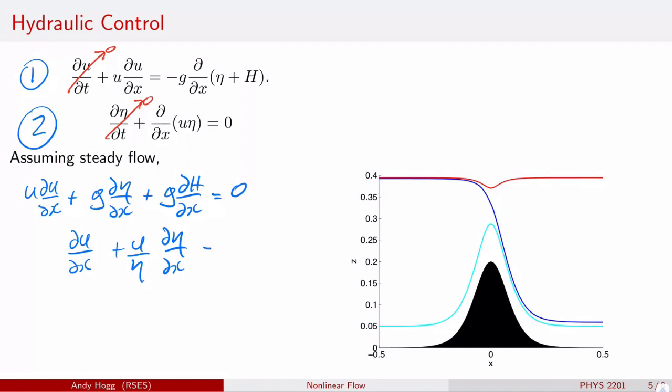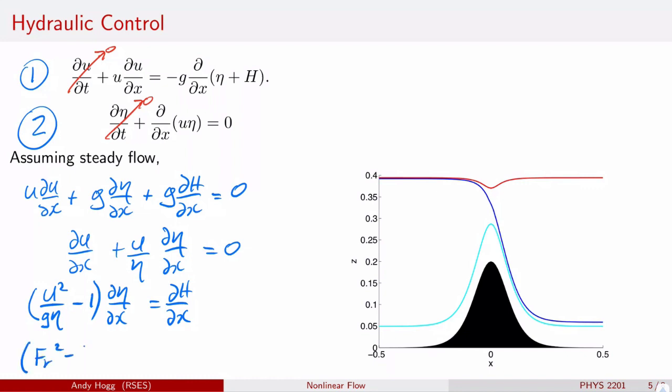Then I'll substitute in for du dx, rearrange terms a little bit, and I'll get u squared on g eta minus 1 times d eta dx on the left hand side, and I'll pull the dh dx over to the right hand side. Now you might recognize this u squared on g eta term on the left hand side here. This is just the square of the Froude number, so let's rewrite this equation again as the square of the Froude number minus 1 times d eta dx is equal to dh dx.